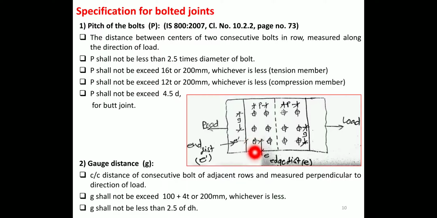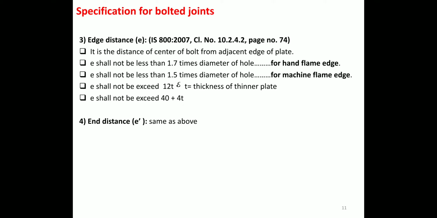So this is your edge distance denoted by E, and end distance denoted by E dash. Means end distance is measured horizontally and denoted by E dash. Edge distance is measured vertically, or perpendicular to the direction of load, denoted by E. So under this edge distance criteria, E shall not be less than 1.7 times the diameter of hole.